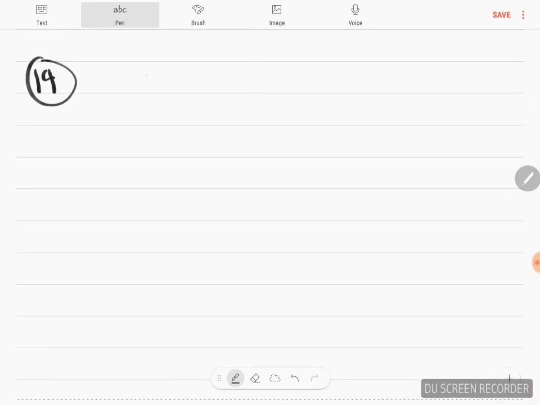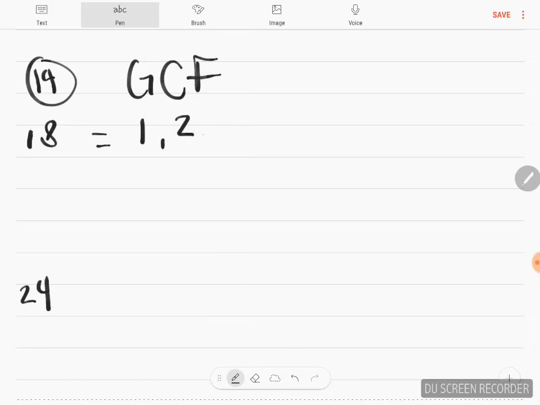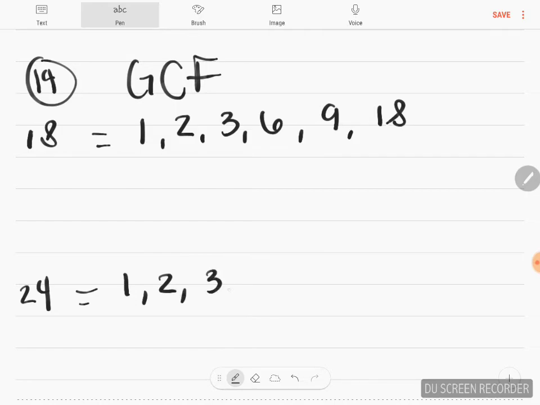Question 14. GCF, greatest common factor. What is the greatest common factor for 18 and 24? Well, we just did 18. So let's list those again. It was 1, 2, 3, 6, 9, 18. Let's list 24s. We have 1, 2, 3, 4, 6, 8, 12, 24.